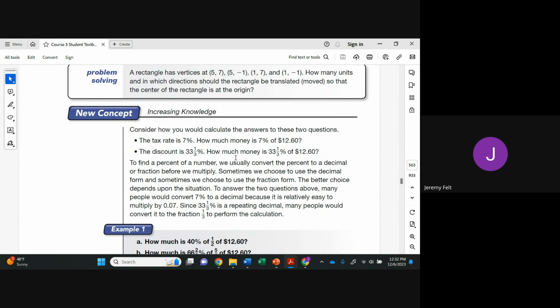If it cannot be expressed as a fraction, and it's a decimal that continues on infinitely and never terminates or repeats, then it's irrational. So for this lesson, we're talking about rational numbers.